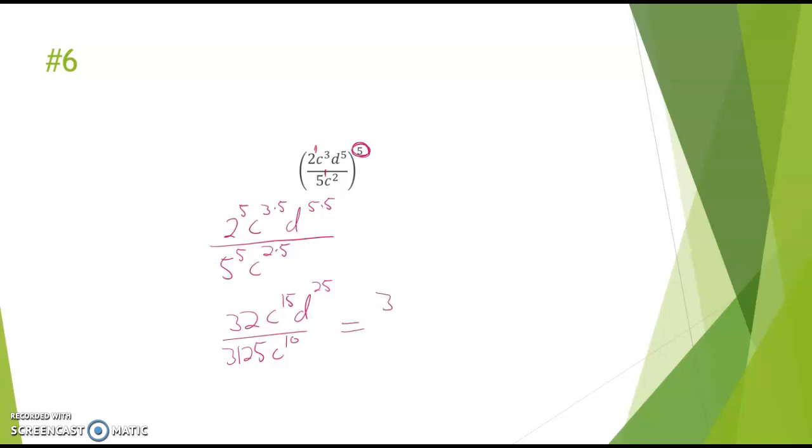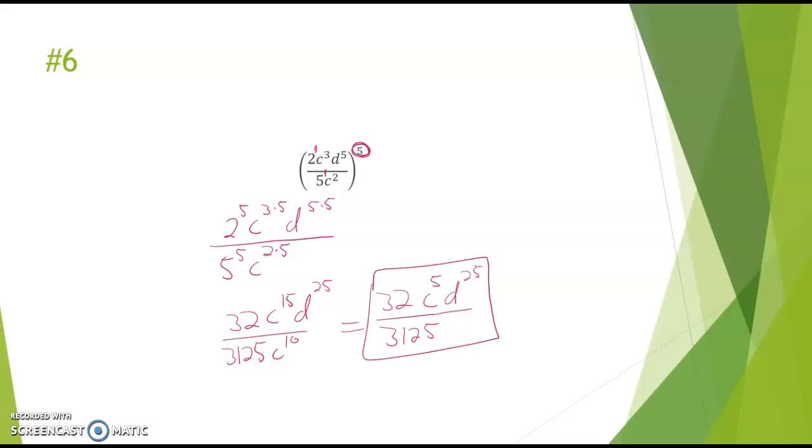So I'll have 32 over 3,125, and then I'll have c to the 5th, because if I go 15 minus 10, that gives me my 5 right there, and then d to the 25th. If you can, try to simplify the 32 divided by 3,125. If it comes out as a whole number, awesome. If it's a fraction or a decimal, though, just leave it. If you can simplify it to be like a simpler fraction, go for it. I don't think that this one does, though. So I'm just going to leave this like that.